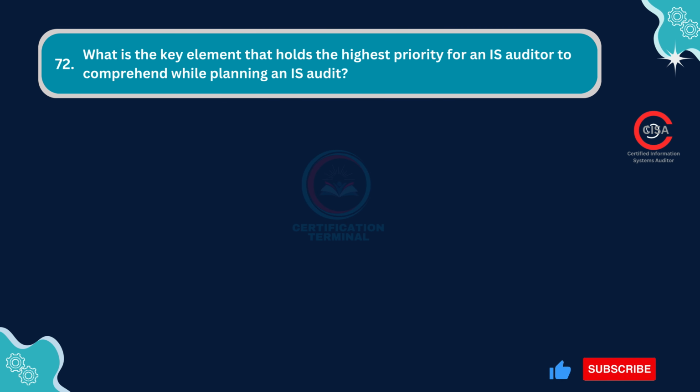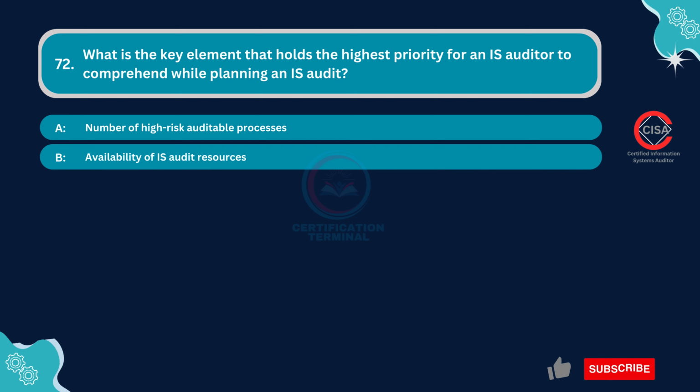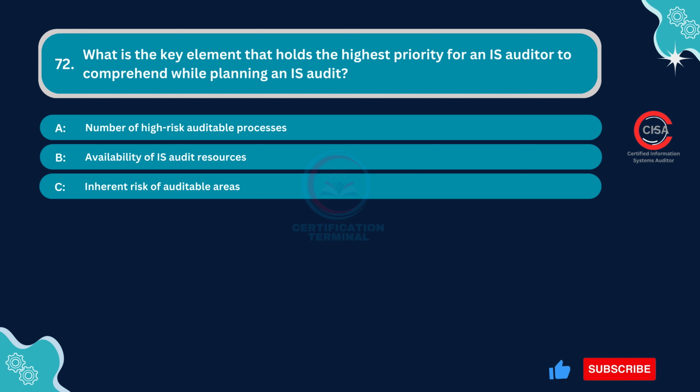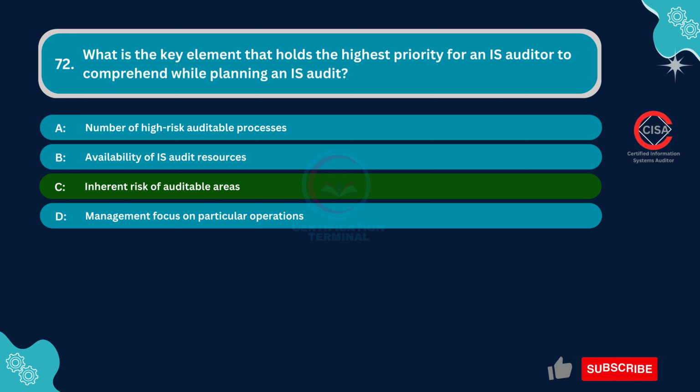Question number 72. What is the key element that holds the highest priority for an IS auditor to comprehend while planning an IS audit? Option A, number of high-risk auditable processes. Option B, availability of IS audit resources. Option C, inherent risk of auditable areas. Option D, management focus on particular operations. The correct answer is Option C, inherent risk of auditable areas.